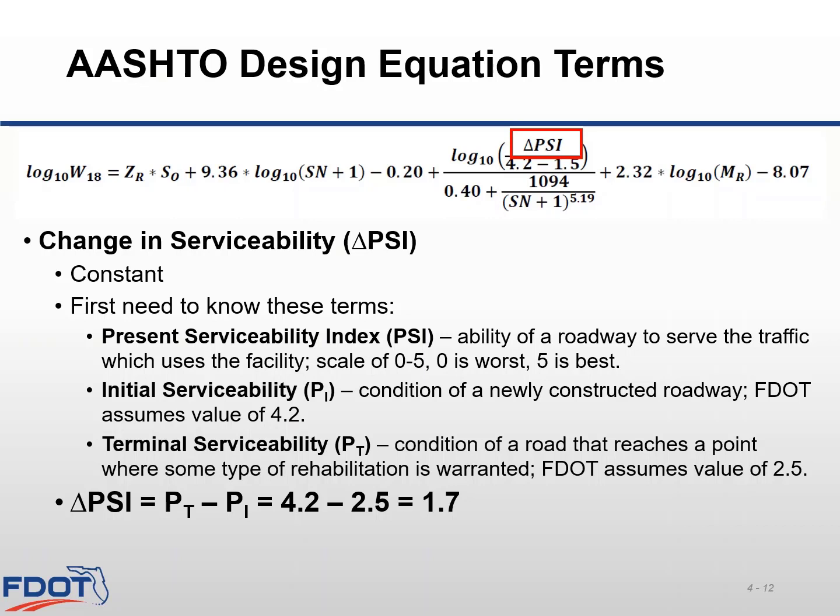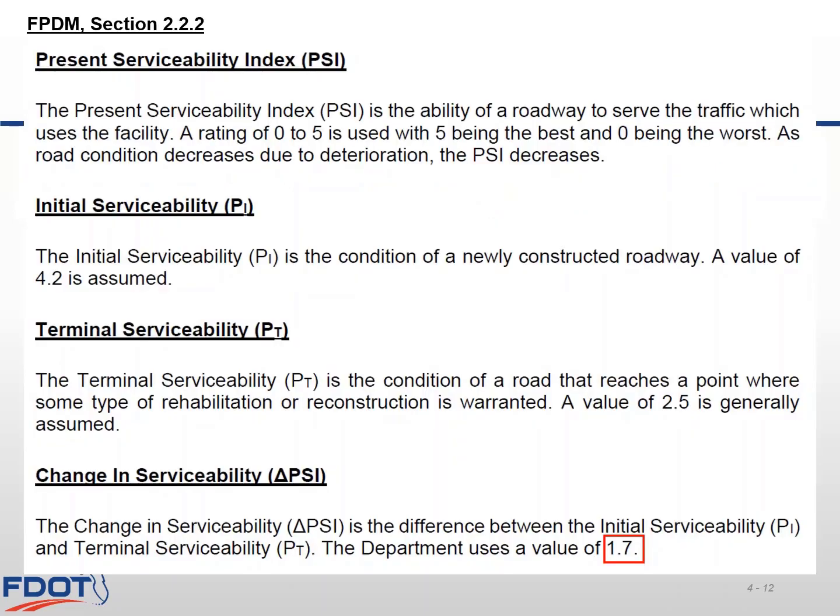AASHTO suggests using a value of 4.2 and 2.5 for initial and terminal serviceability respectively, and the department has chosen to use these values as well. So, knowing our values of initial and terminal serviceability, we can calculate the change in serviceability, which is the difference between initial and terminal serviceability. The value FDOT uses is 1.7, and again, so you don't have to memorize this information, it's all included in section 2.2.2 of the Flexible Pavement Design Manual.